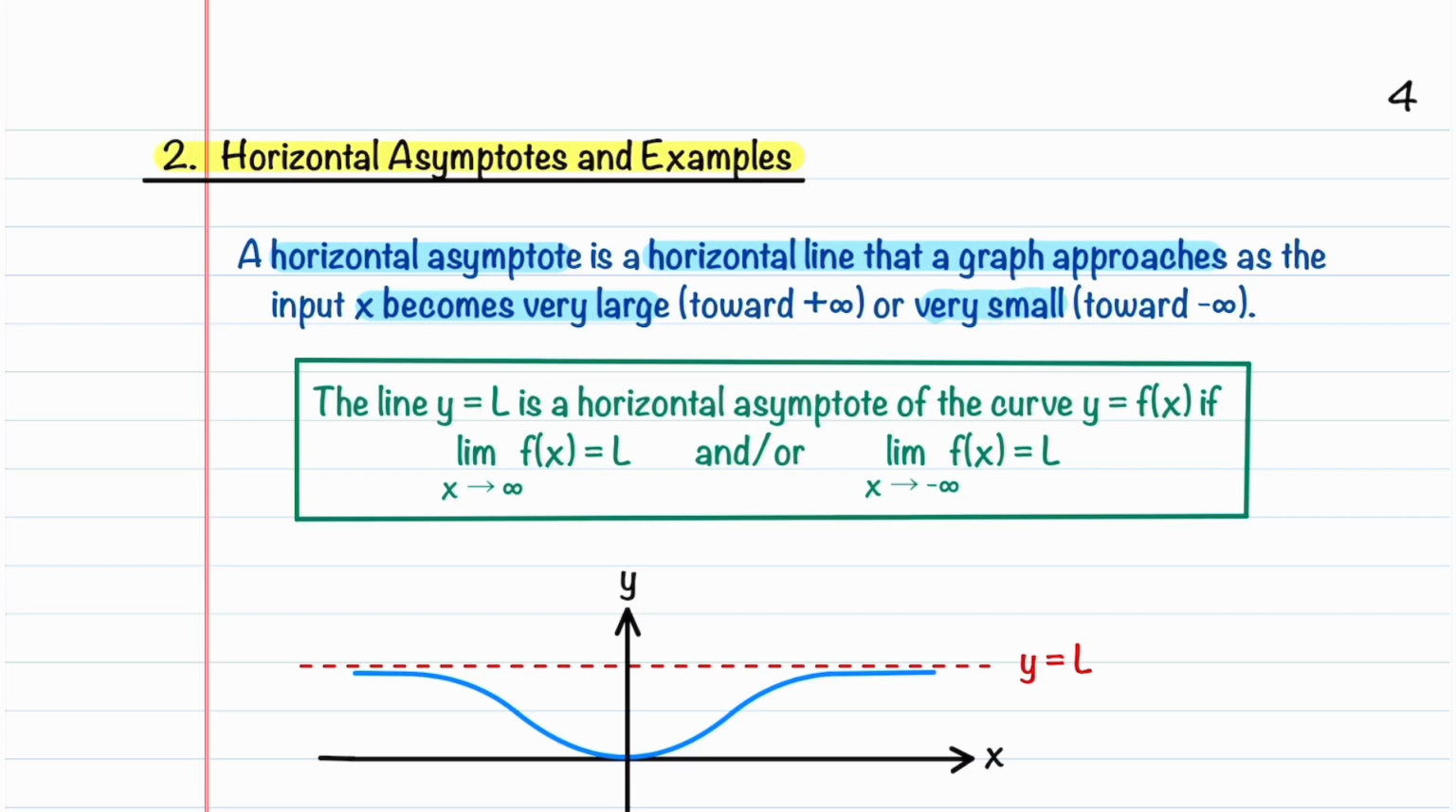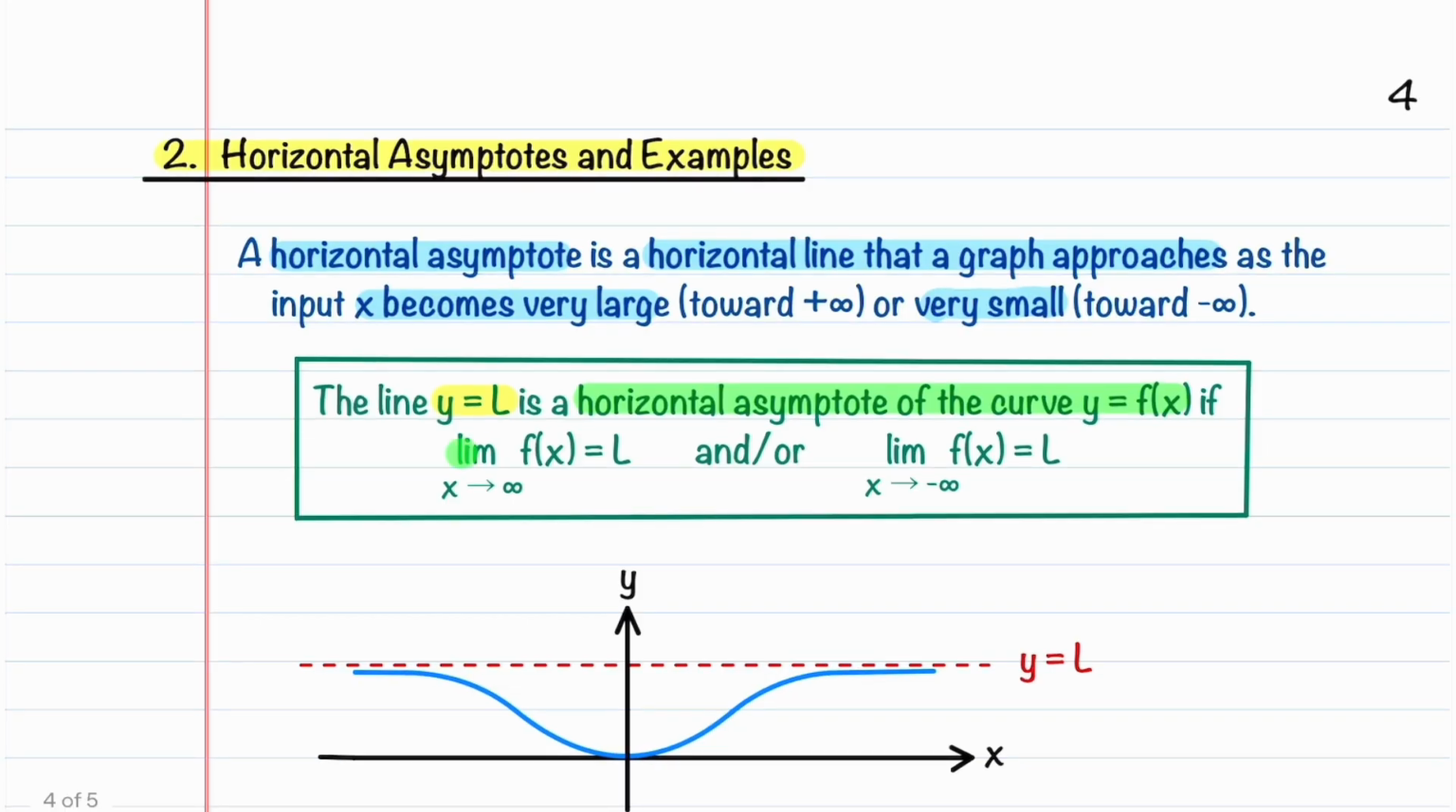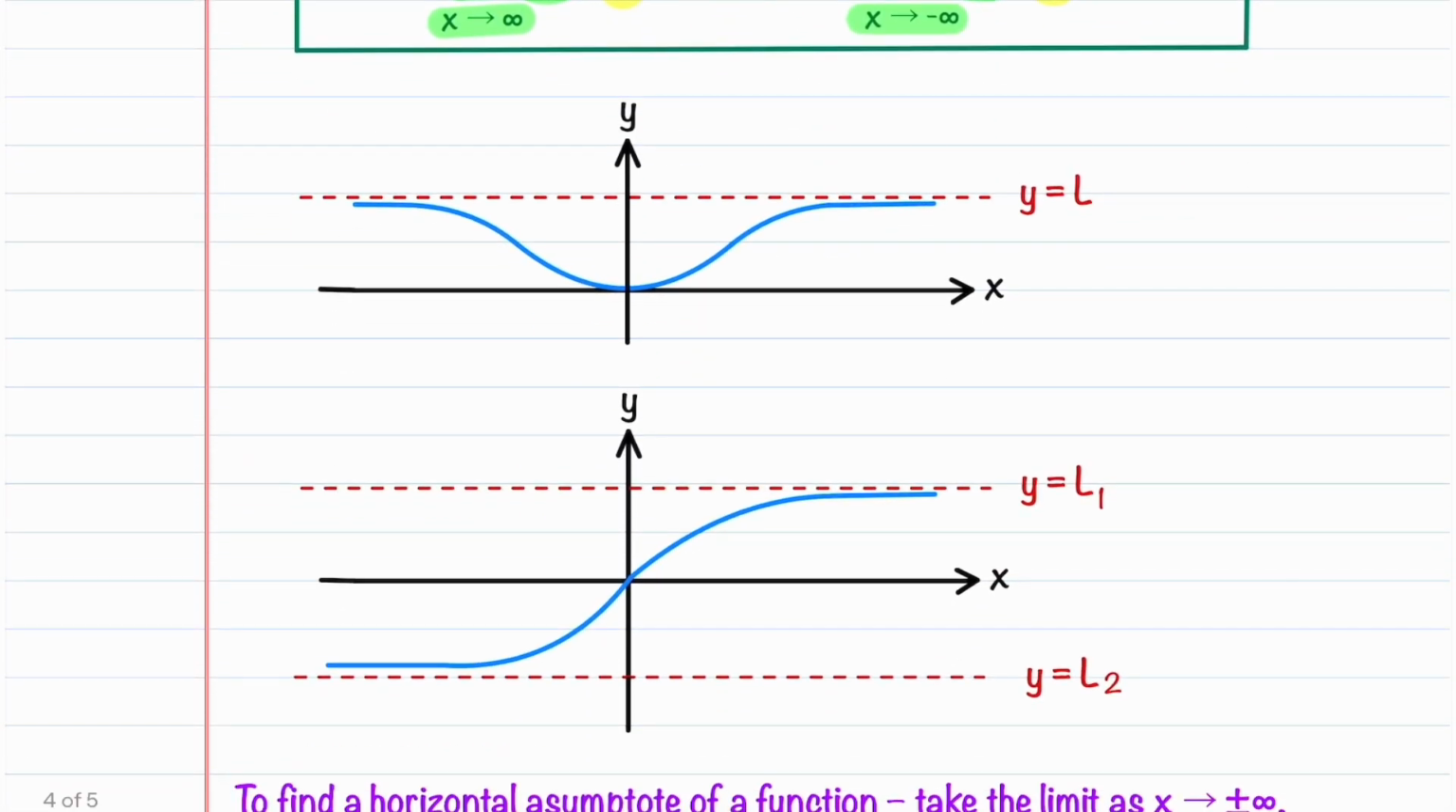The line y is equal to L is a horizontal asymptote of the curve y is equal to f of x if the limit of f of x as x goes to infinity is equal to L, and/or the limit of f of x as x goes to minus infinity is equal to L. A function can have 0, 1, or 2 horizontal asymptotes.